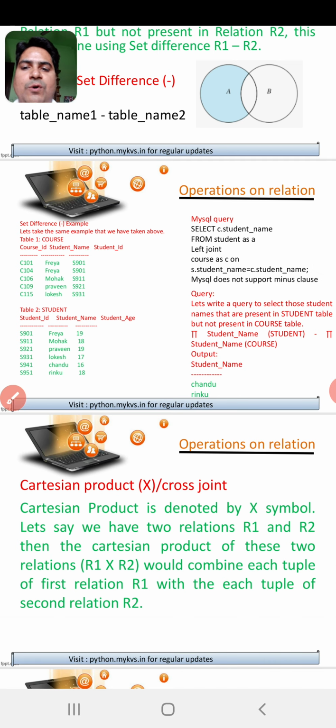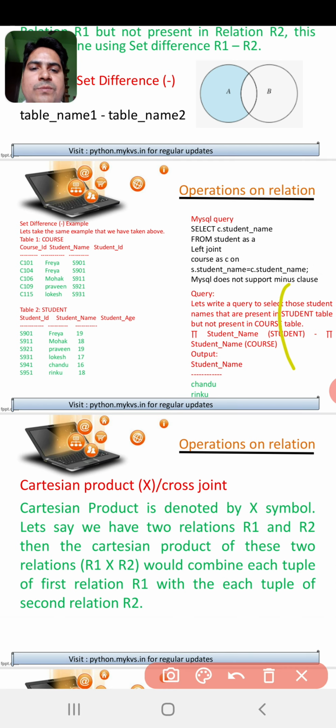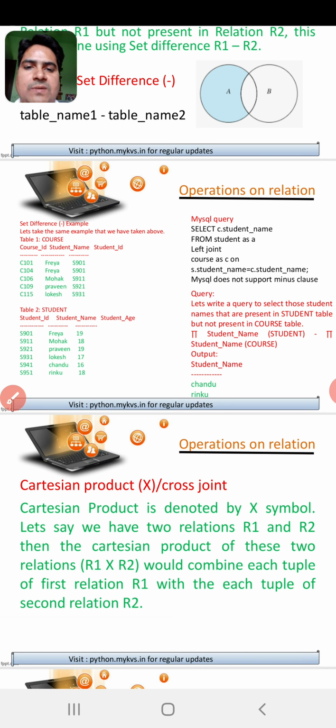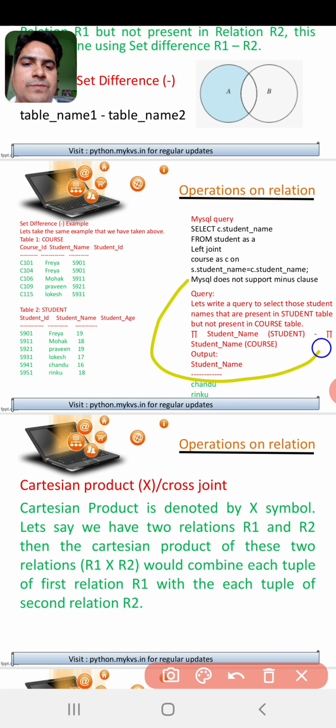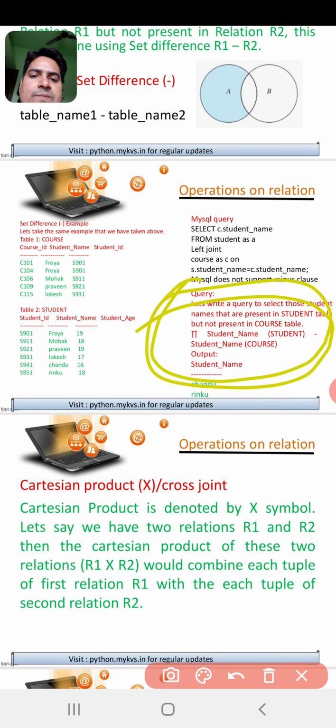In relational form, relational algebra form, this you can see. Let us write a query to select the student names that are present in student table but not present in course table. Means student minus course. Okay, column names means we have to perform project pi. Pi student name from student table minus pi student name from course. This is very simple. You can see. Okay.